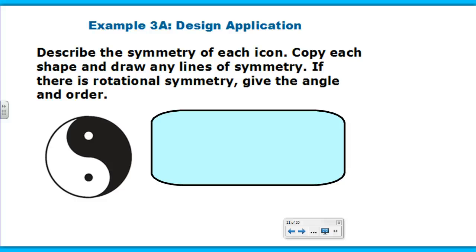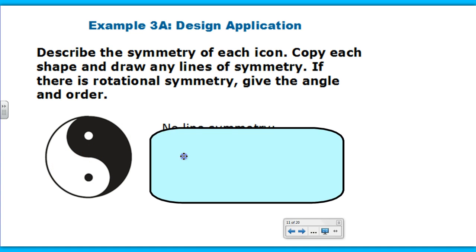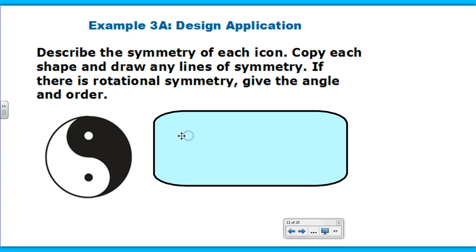If there is rotational symmetry, give the angle and order. So we do see a line of symmetry, and let's see if that's... I'm sorry, we don't see a line of symmetry. Actually, if we draw a line, we can't fold it upon itself, can we? And find corresponding points. But we do have rotational symmetry if we kind of ignore the black and white, right?